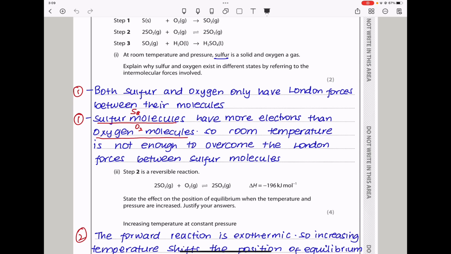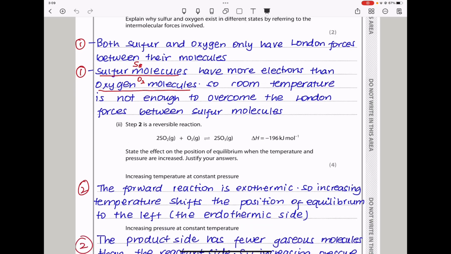So I said, both sulfur and oxygen only have London forces between their molecules. Sulfur molecules have more electrons than oxygen molecules, so room temperature is not enough to overcome the London forces between sulfur molecules, but it can overcome the London forces between oxygen molecules.